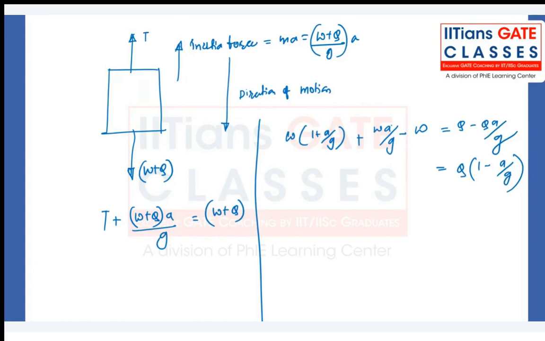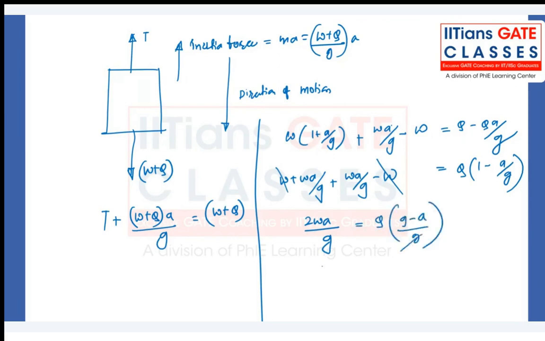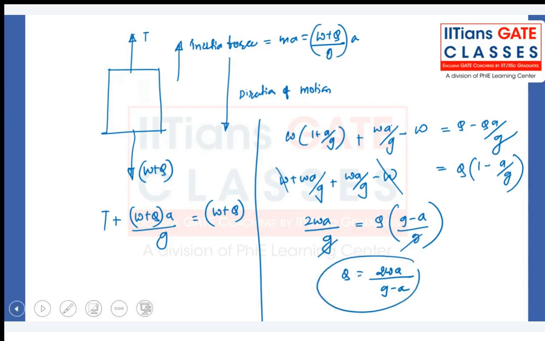So this is W plus Wa by g plus Wa by g minus W. Here plus W minus W will get cancelled. 2Wa by g is equal to Q times (g minus a) by g. So the g and g will get cancelled. Q is equal to 2Wa divided by (g minus a). Hence option A is correct in this case.